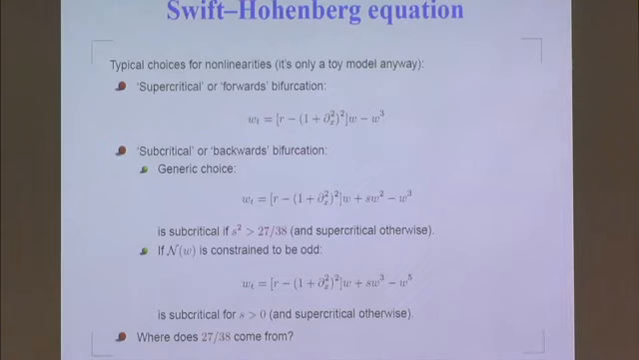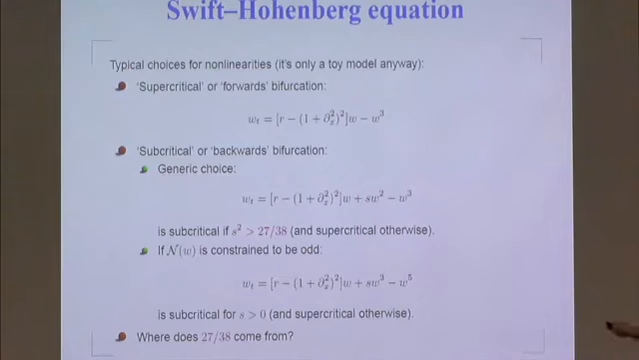Combinations that involve competing nonlinearities, so a kind of quadratic and a cubic, or a cubic and a quintic, where one is potentially destabilizing and the other is restabilizing, get a little bit more interesting. Okay, and it's these cases that we'll be concerned with primarily today.